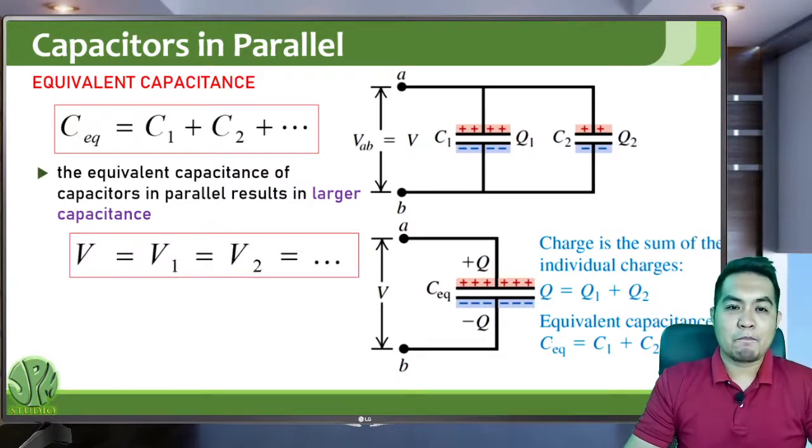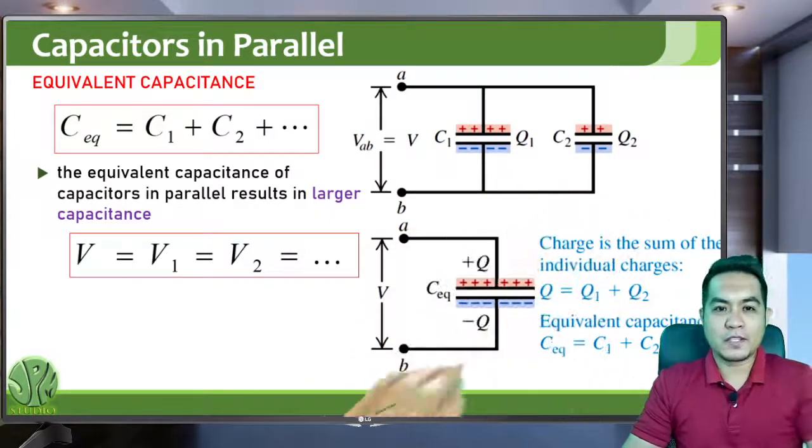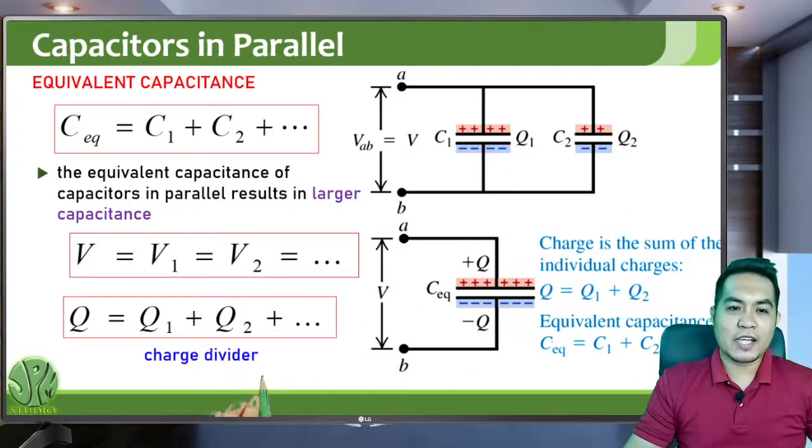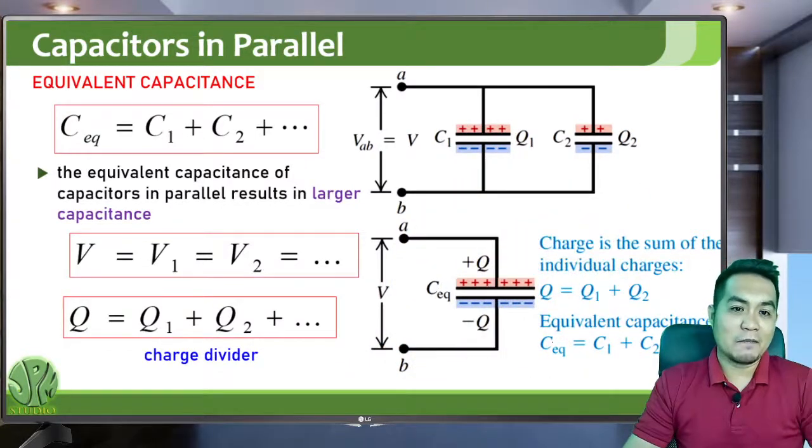Parallel connections have the same voltage, but the charge is divided among the capacitors connected in parallel. So a parallel connection is always a charge divider. A series connection is a voltage divider.